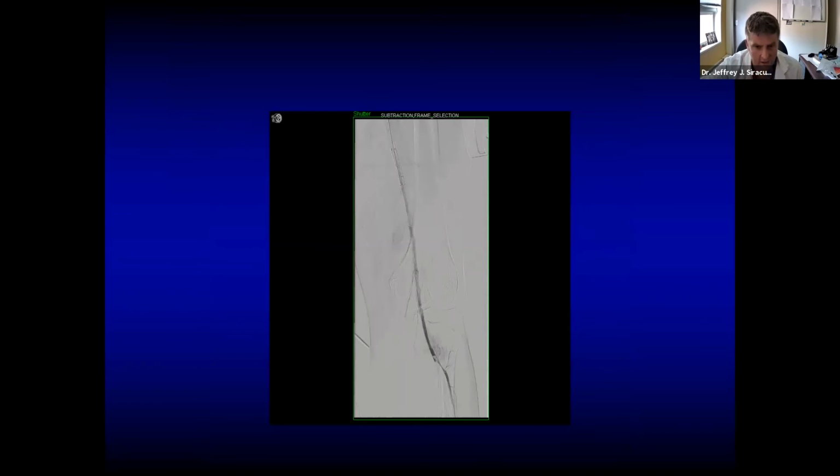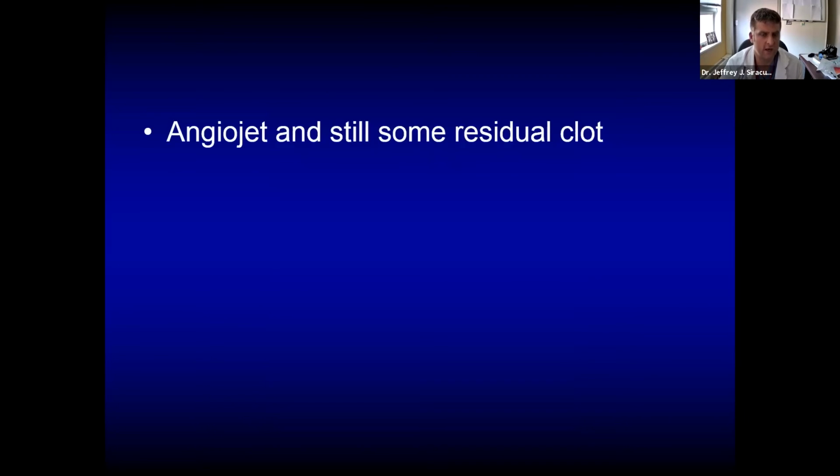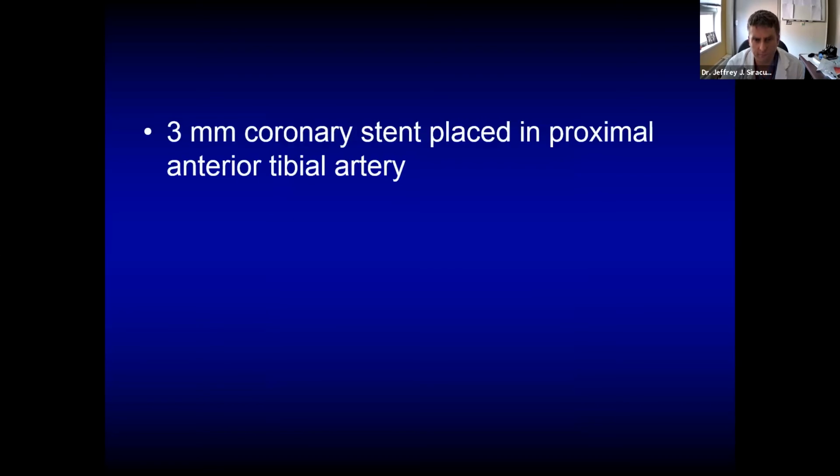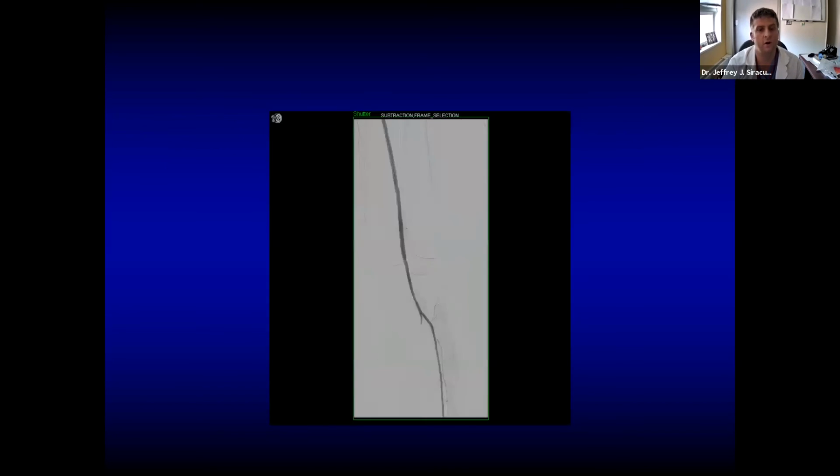And you see another shot here that shows after some finagling that there's really a narrowing of the anterior tibial artery here proximally, and there's still clot in the below knee popliteal artery right above that there. We angiojetted out and got out the rest of the residual clot. There's still a little bit there. So we did another pass with the angiojet. We placed a 3 millimeter coronary stent, drug-eluting stent in the proximal anterior tibial artery, which showed restoration of flow through here.